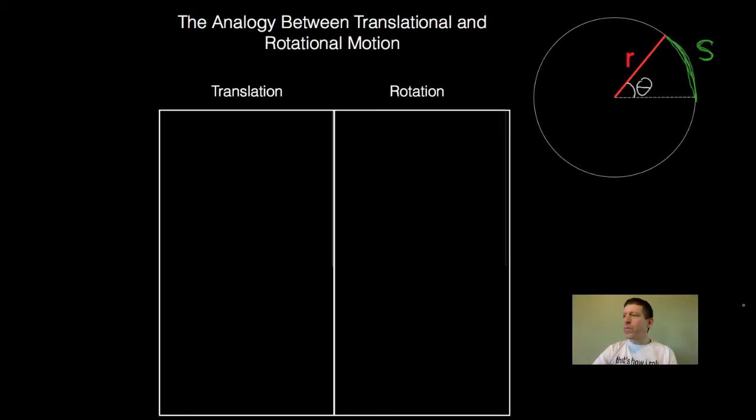In translational motion, we've always been dealing with these forces, F, vector. In rotational motion, we have what is called torque. We use the symbol tau, the Greek letter tau, and that represents torque. Now, torque is just kind of a spinny force.